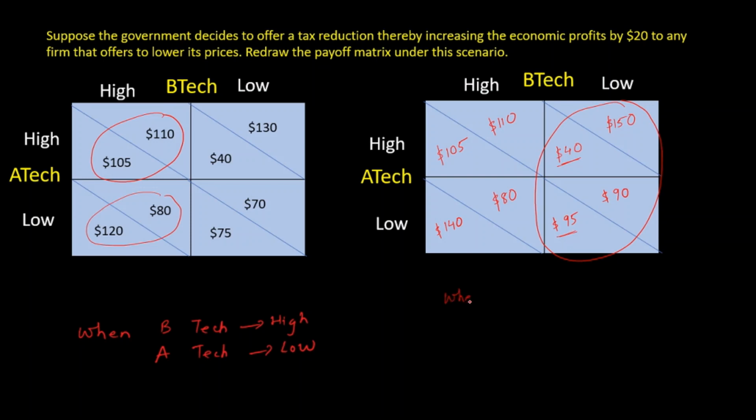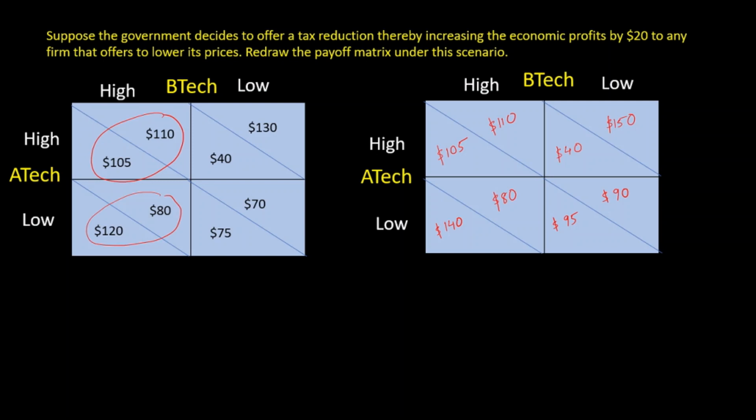When B Tech goes low, A Tech should also go low. So in any case, it is most optimal for the firm A Tech to go low. So charging a low price is a dominant strategy for firm A. Now what should firm B Tech do?